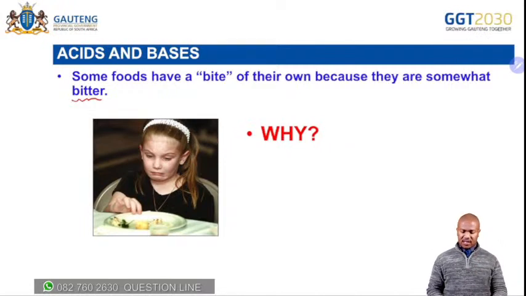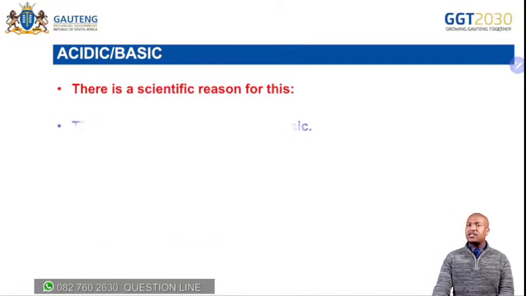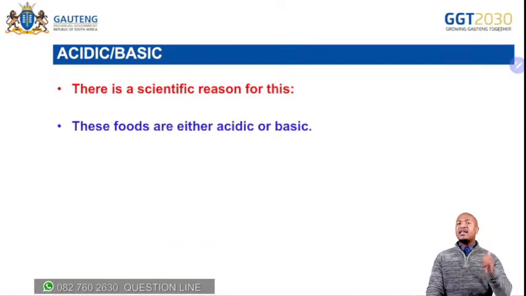But don't stress, because there is a reason for this. The reason is that they are either acidic or basic. So these substances can be acids or bases, like the example we showed you of lemons. Lemons are sour because they are acids. And the bitter substances are bitter because they are bases.